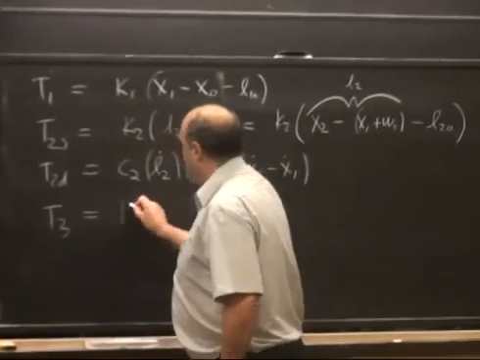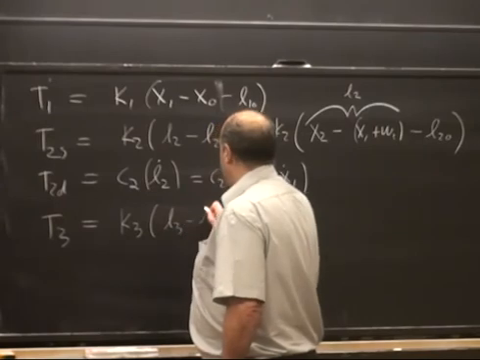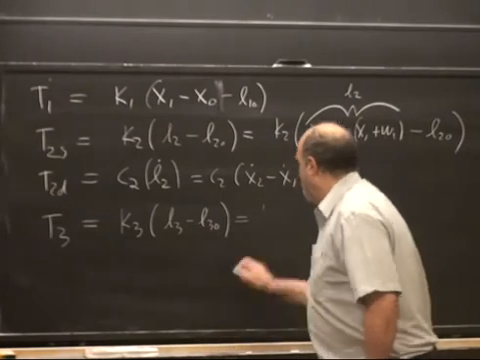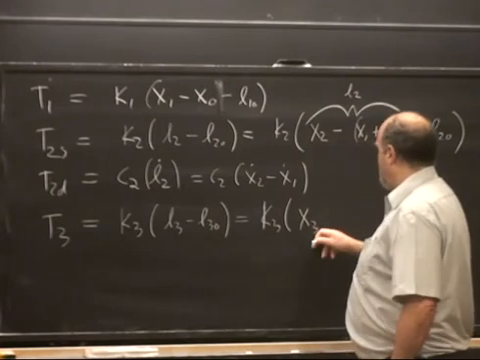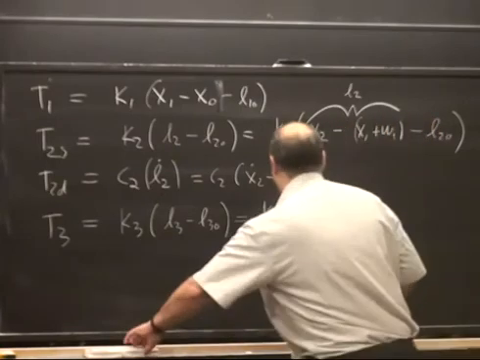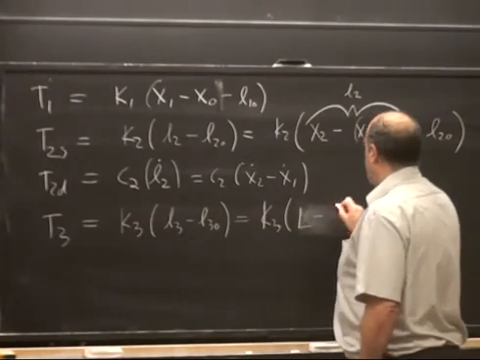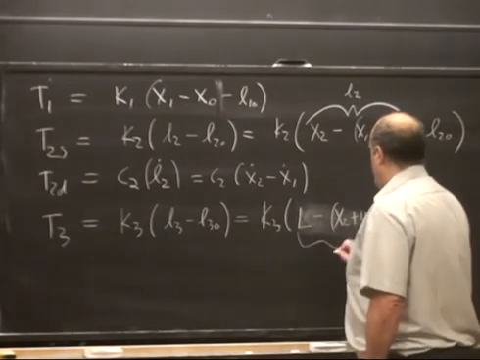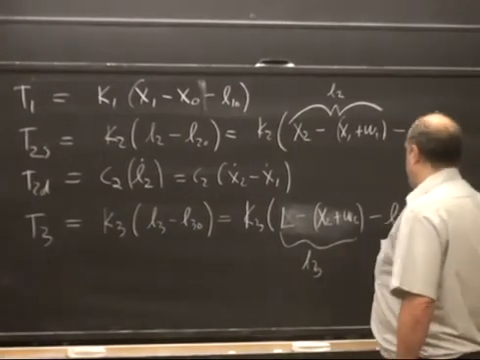And then T3 is K3 times the length of spring 3 minus the initial length. What is the length of spring 3? In this way of working things out, it was this x2 plus W. Write everything backwards. It's the L minus x2 plus W2. That's the length of spring 3. And then we minus L30. Sorry, the length of spring 3 minus L30.